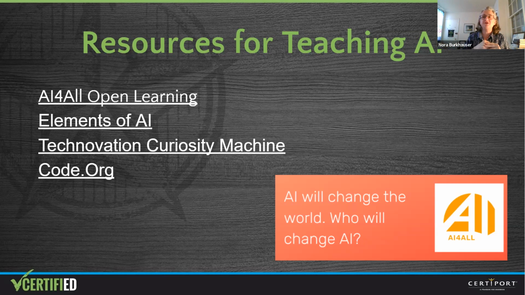Elements of AI I haven't used too much, but it's a lovely online kind of almost textbook about it. And I put Technovation up there, Curiosity Machine, because that's a neat program that when I first got into this, I ran it. It was for families to learn about AI. So I went to my library and said, hey, can I present this to the community? And they're like, well, sure. Didn't have a whole lot of attendance. I think I ended up with just 3 families. But it was really cool to see the families working together to develop ideas. They just have to work on ideas. They don't necessarily have to build anything. So I thought that was really cool as well.